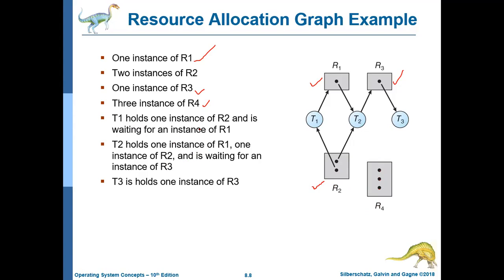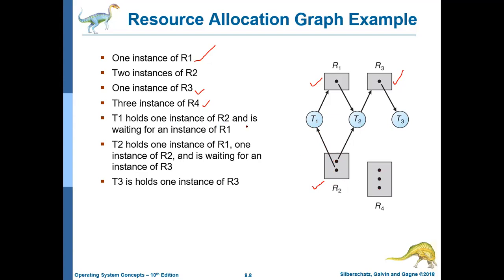Now, what are the conditions? T1 holds one instance of R2. T1 is having one instance of R2. That means we make an arrow from R2 to T1 because it is already allocated to T1. That's why we are making an arrow from R2 to T1. But the other instance is free.